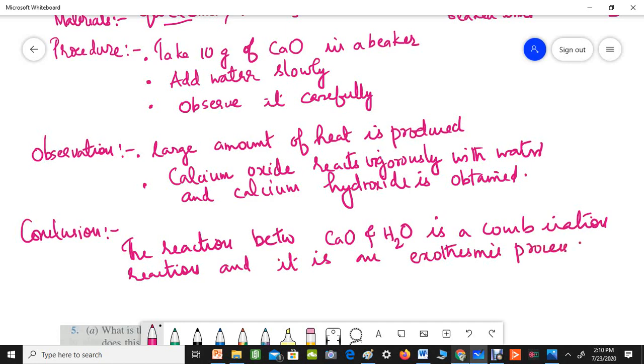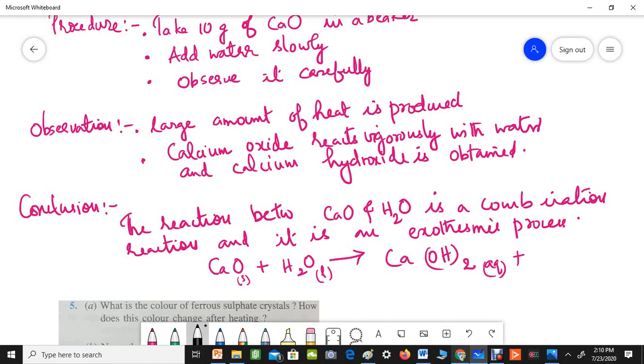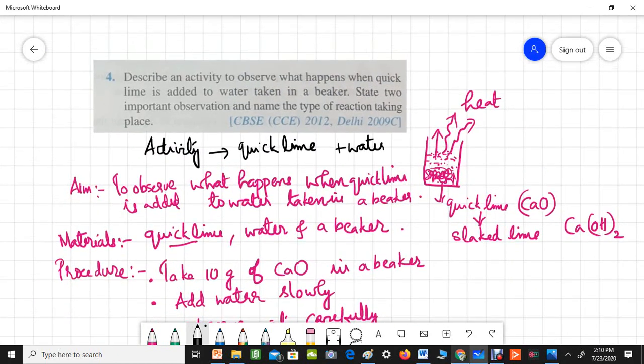And you can write your equation also. Calcium oxide plus H2O produces calcium hydroxide. The calcium oxide is a solid substance and water is liquid and the calcium hydroxide is aqueous. And large amount of heat is also produced. So this is the first question.